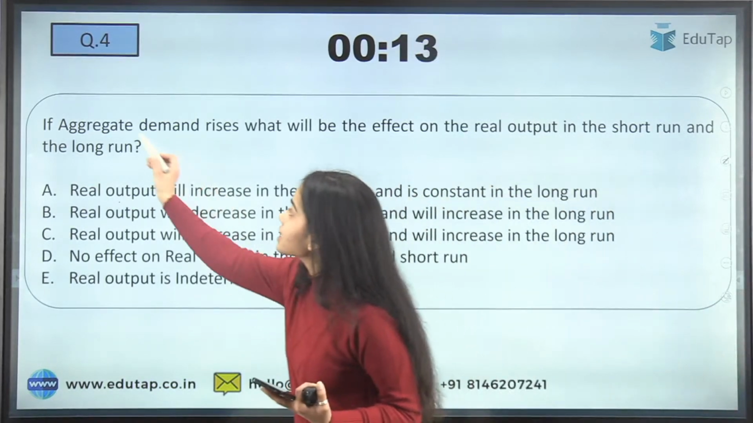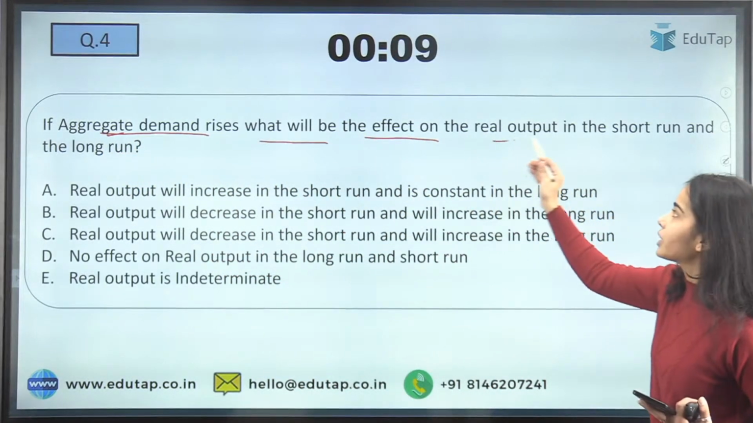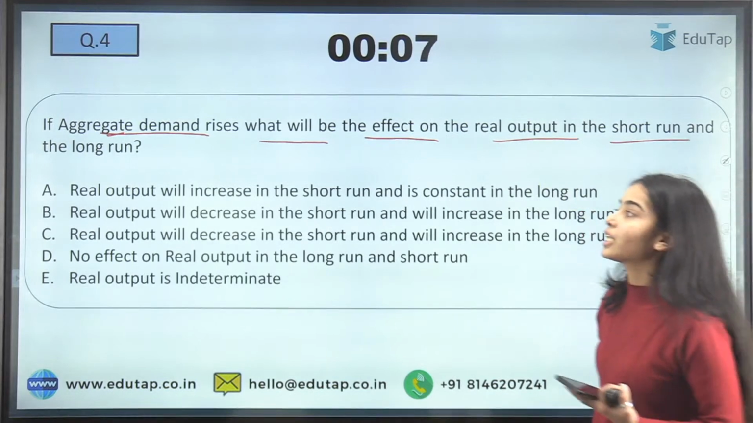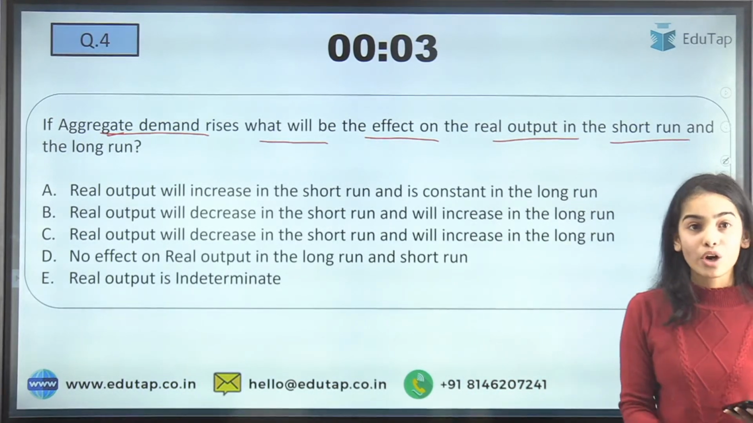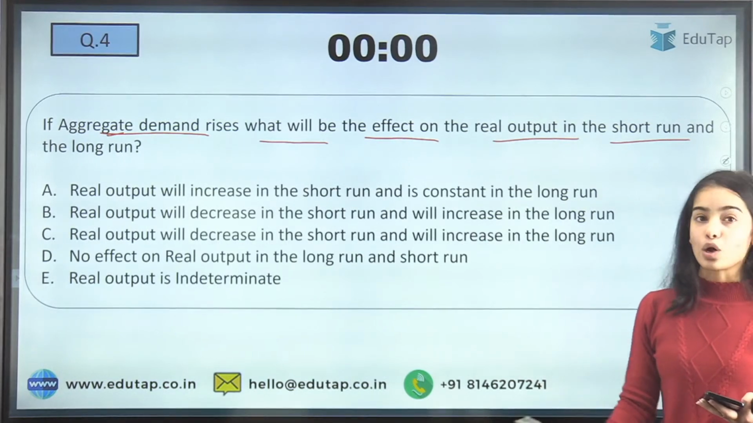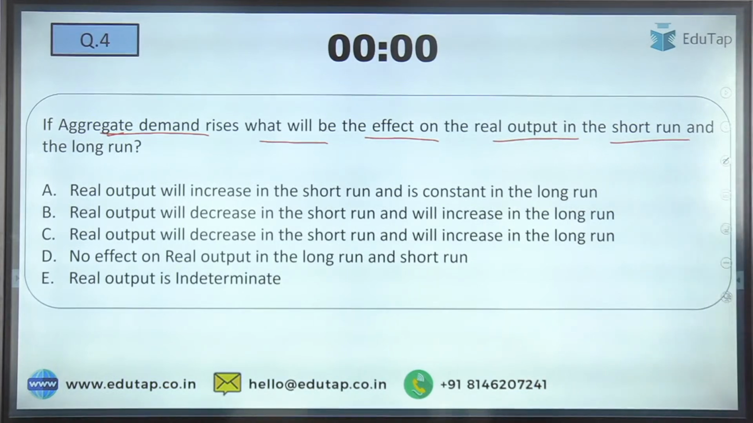So the next question is, if aggregate demand rises, what will be the effect on the real output in the short run and the long run? Easy question. If you know the long run and the short run, it is very easy for you to solve. So you have all the time to solve this. Try to solve this.